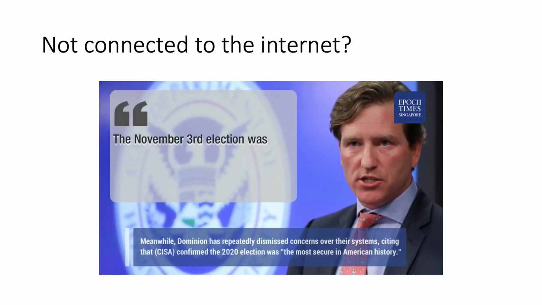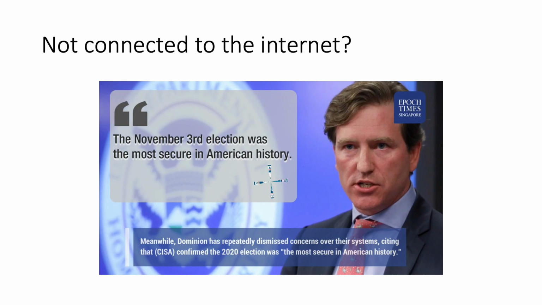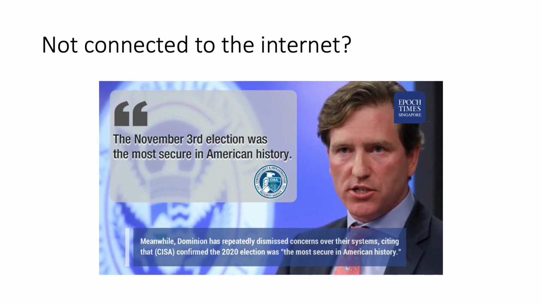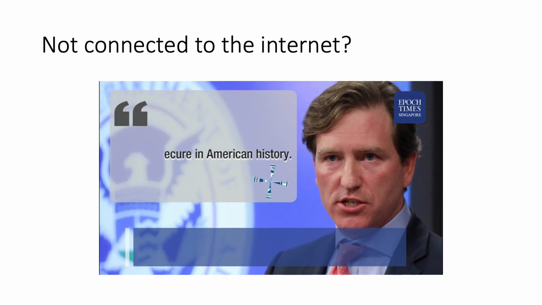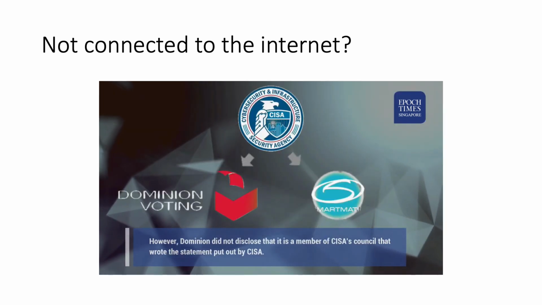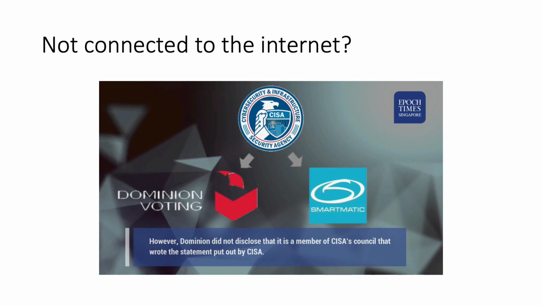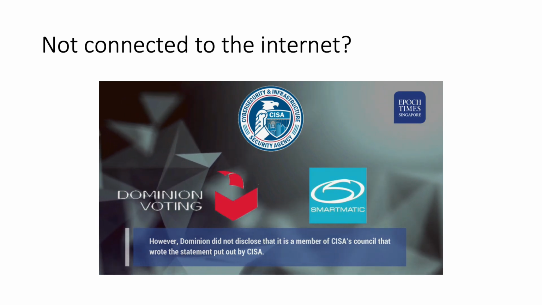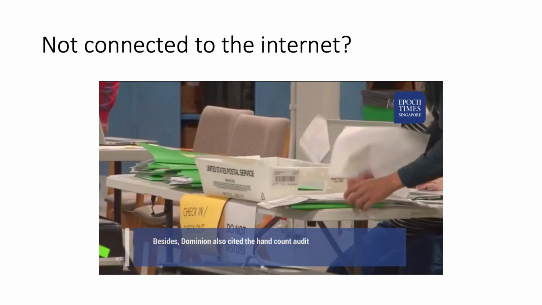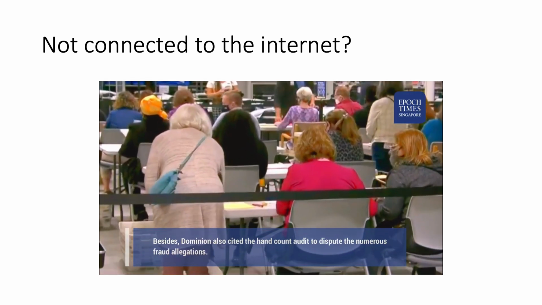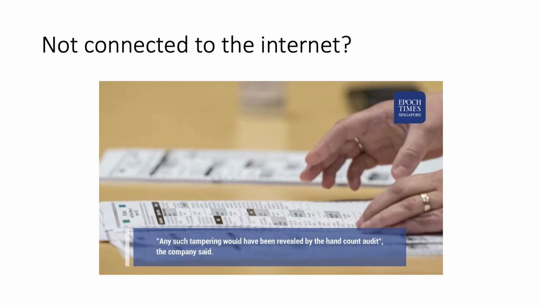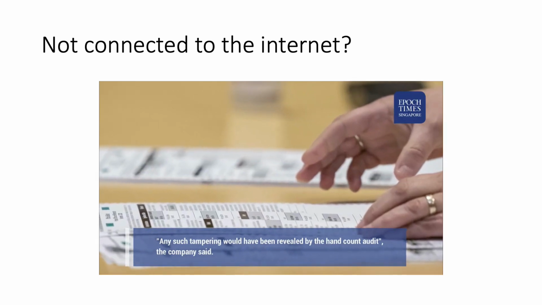Meanwhile, Dominion has repeatedly dismissed concerns over their systems, citing that CISA confirmed the 2020 election was the most secure in American history. However, Dominion did not disclose that it is a member of CISA's council that wrote the statement put out by CISA. Besides, Dominion also cited the hand count audit to dispute the numerous fraud allegations. Any such tampering would have been revealed by the hand count audit, the company said.